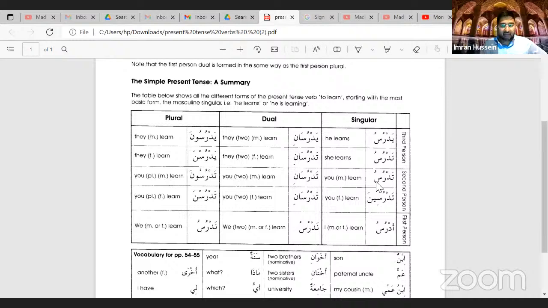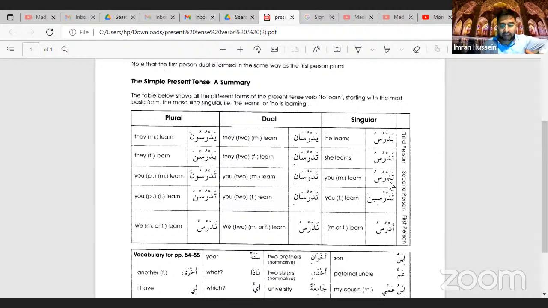The next six have ta's in all of the six of the second person. So tadrusu, you one male study. Tadrusani, you two male study. Tadrusuna, you more than two male study. So waw noon here, yadrusuna, two, tadrusuna, you all males are studying. And then tadrusu, which you one male study.